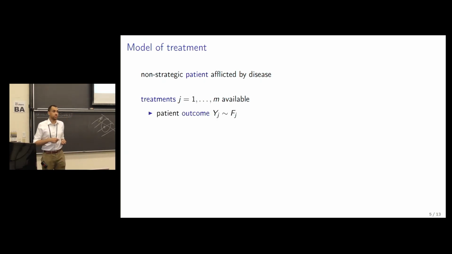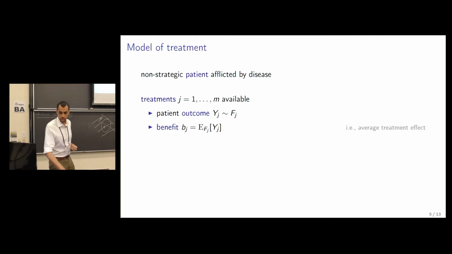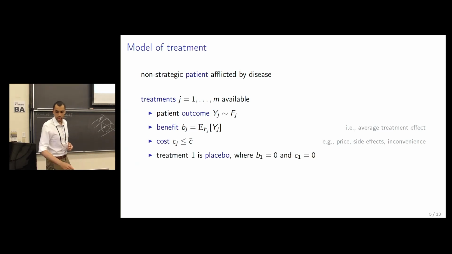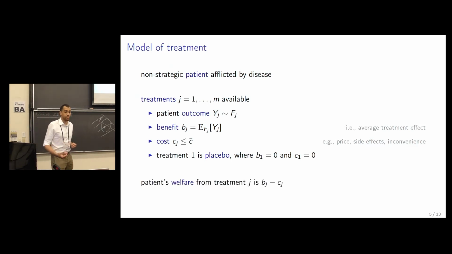Patient outcome is going to be random. It's going to be given by the random variable yj, drawn from some distribution fj. And there'll be some benefit to the treatment, which is just my term for the average treatment effect. So this is going to be the expected outcome. There's some cost to the treatment, Cj, which is just bounded above by C bar. And I'm going to assume that treatment 1 is a placebo, where the benefits and costs are normalized to 0. The patient's welfare from the treatment is just the benefit minus the cost.